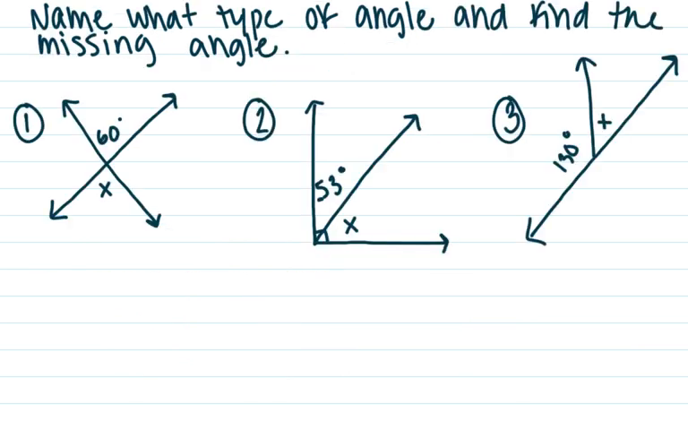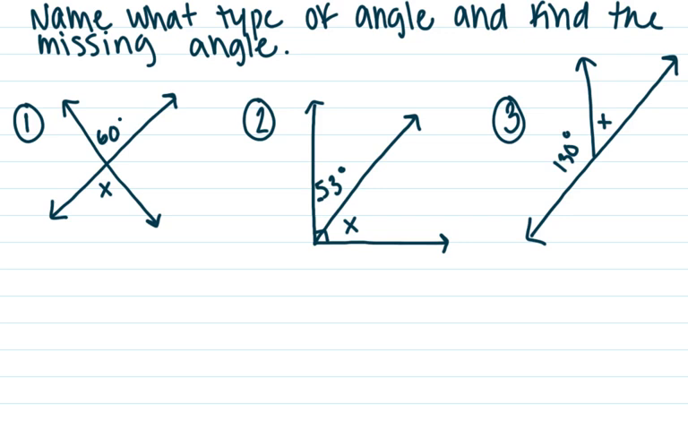So let's practice some of these types of problems where we would use this information. So what they want us to do is name what type of angle that we're talking about. So that's going to be adjacent, vertical, supplementary, complementary. Name the type of angle we're talking about and then find the missing angle.